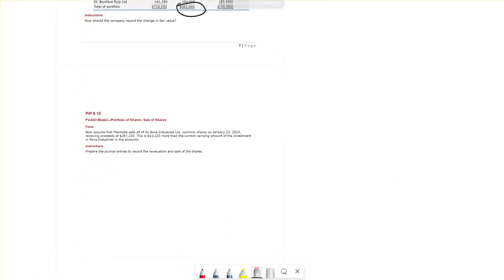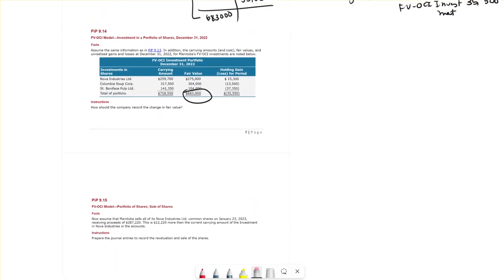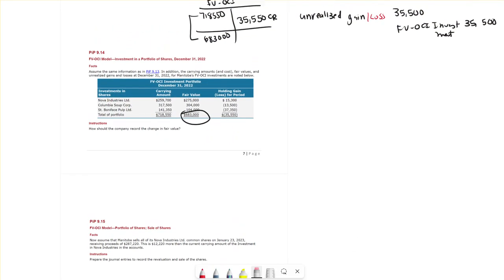So let's go further. When we're selling the investment, what do we do with it? The way I always say it, if you look at it, each of your investments has its own gain or loss. Some have a gain, some have a loss, and then they get closed to accumulated other comprehensive income. Now we're talking about a new part. Assume that Manitoba sells all its Nova Industries Limited common shares on January 31st, and receives proceeds of 287,200. So that's what they said.